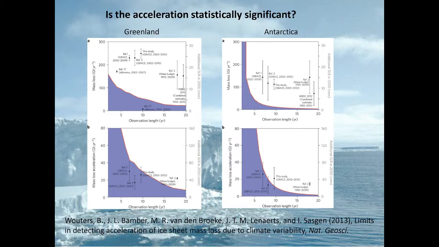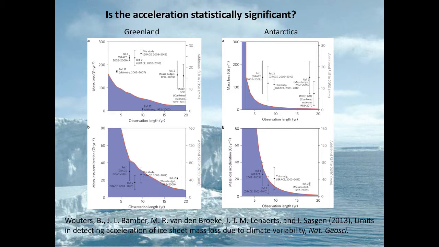And as a consequence of that work, another colleague, Bert Wouters, who is currently in Colorado working with John Wahr, published a paper very recently, a bit too recently for AR5, where we looked rather rigorously at whether the accelerations that had been observed in the GRACE record were genuinely statistically significant, based on our best understanding of the interannual variability in mass balance of both ice sheets.